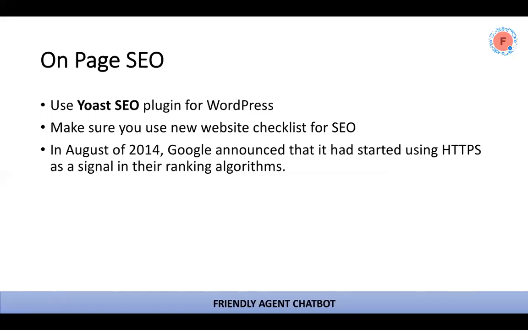And if your website is new, make sure you use a new website checklist for SEO. You can Google it. There are some basic things you should be doing so that Google can find your website. Another thing is that in 2014, Google announced that it is giving sites with HTTPS, meaning secure websites, more weightage. So if you have an HTTP website, it's a good idea to make it secure, HTTPS, and that will help you with Google's algorithm and rank you better.